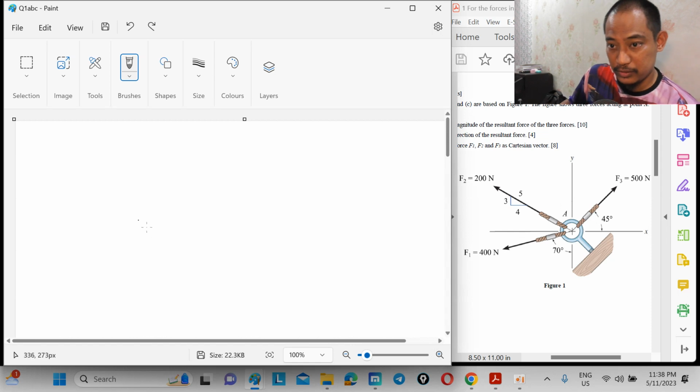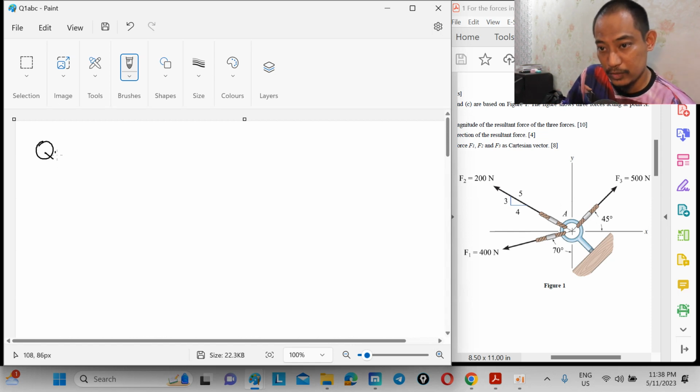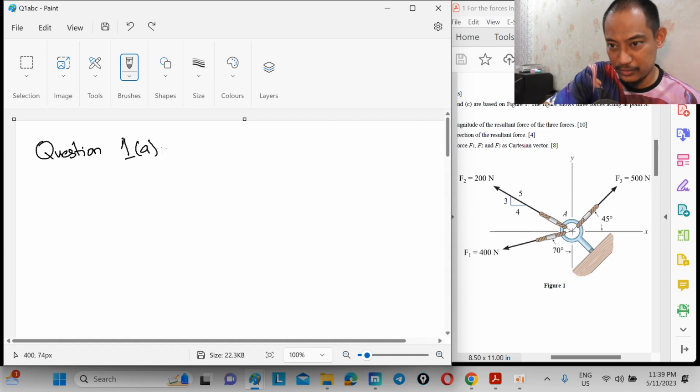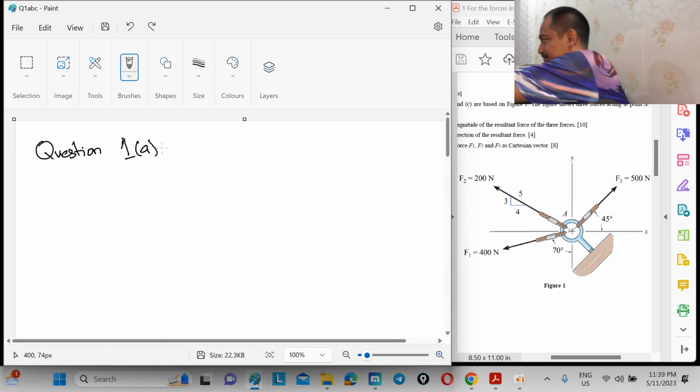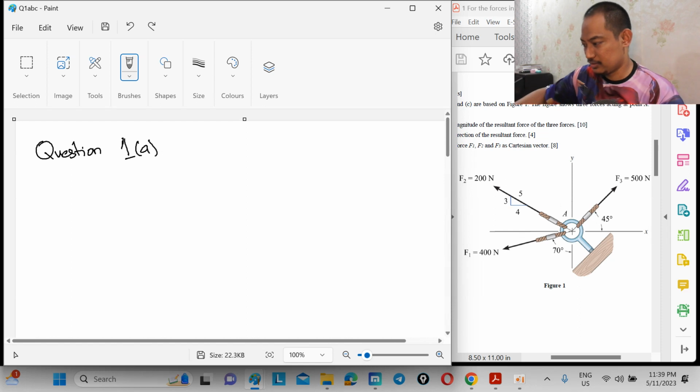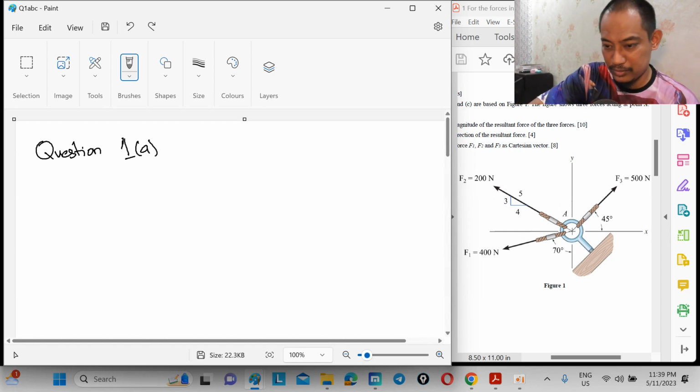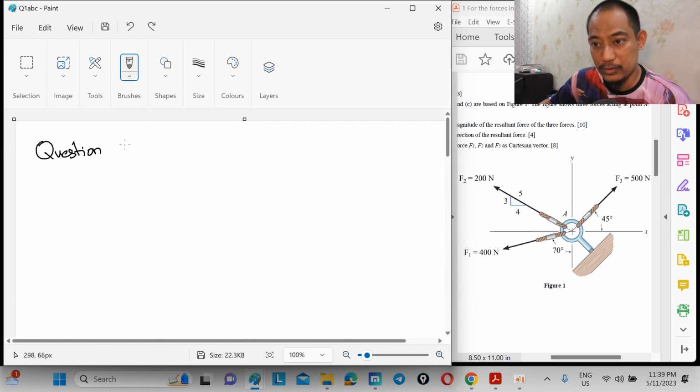Alright, so first, this is question 1A, right? Okay, the setup here. Oops, my hand is not in the normal position, so it's very hard to write properly.